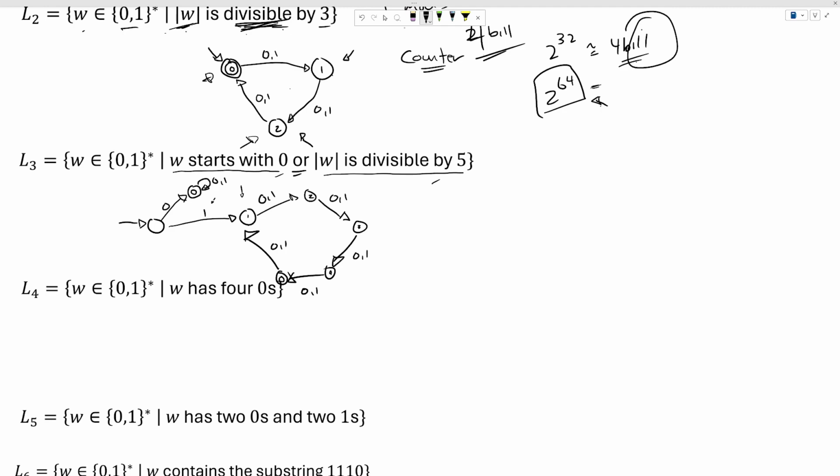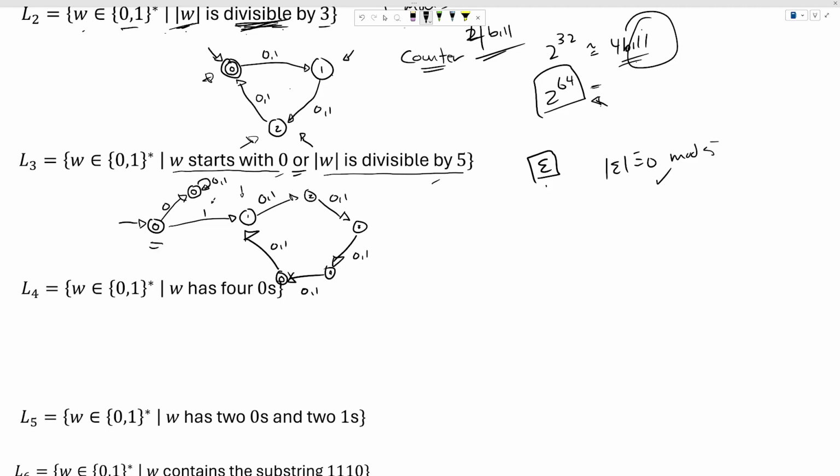Now what we need to recognize is we're actually missing out on exactly one string in this language by this machine, and that string is epsilon. The length of epsilon is 0, and that is equivalent to 0 mod 5, so it's divisible by 5. It should be accepted, but it is not currently because we did not make this an accept state. Epsilon does not start with 0, so we shouldn't accept for that reason, but because it is divisible by 5, we should accept. So that's a little special case.